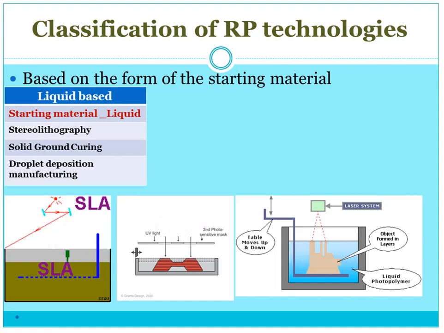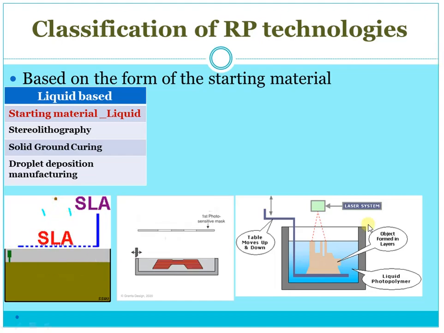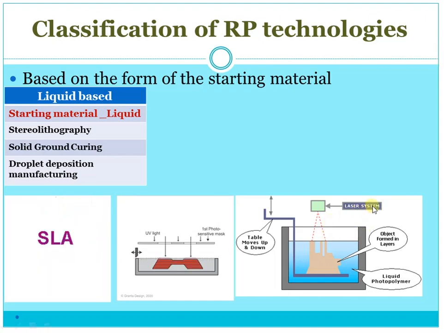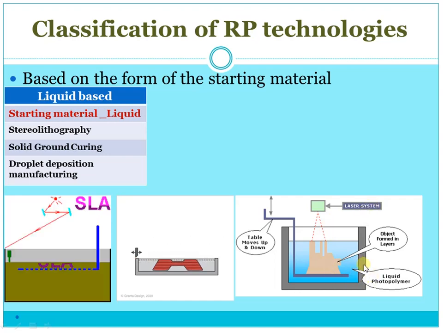You can see here the figure for stereolithography. Here they use a laser system and liquid polymer. As this liquid polymer gets exposed to the laser rays or UV rays, it gets solidified, and this table is used to make the layers one by one. It means the table is moving up and down.